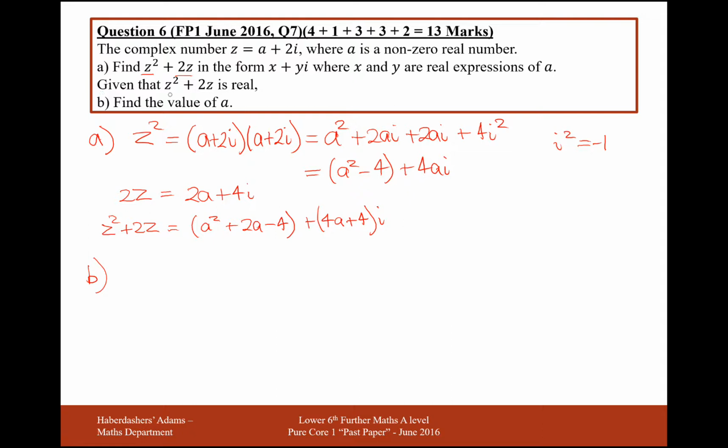So part B, given that z squared plus 2z is real, okay, well if something is real, then it's going to have to appear on the Argand diagram along the x-axis. So effectively it's where the imaginary part is equal to 0. And vice versa, these can imply. So what we have to do here is set the imaginary part of this complex number equal to 0. So therefore a will equal minus 1.